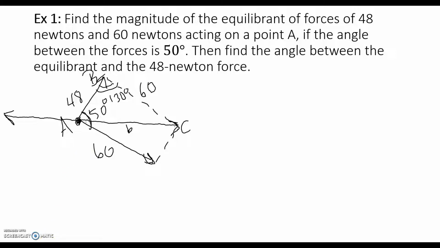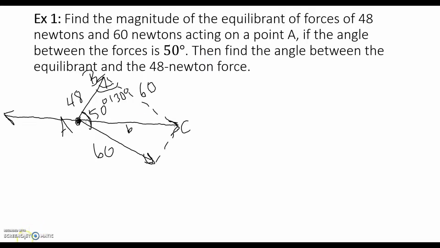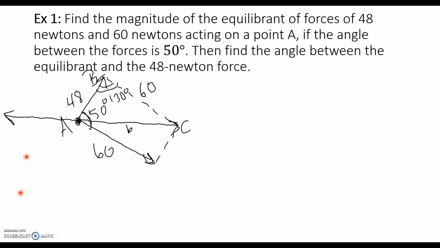So now you see we have this triangle here at the top. We don't know what this angle is, but we know this angle is 130. We know this side is 48, and we know this side is 60. So we know a side, an angle, and a side.